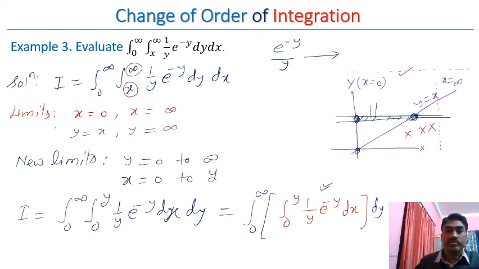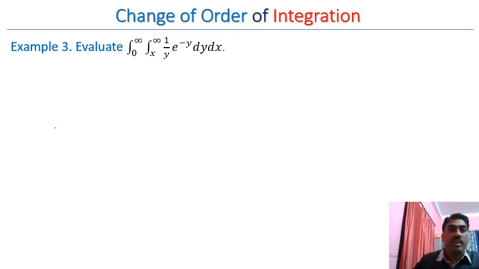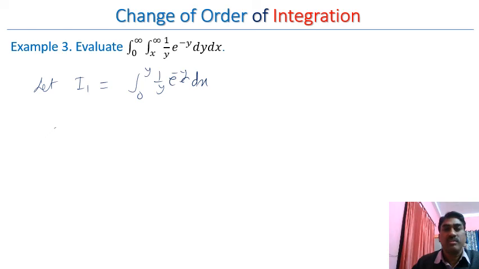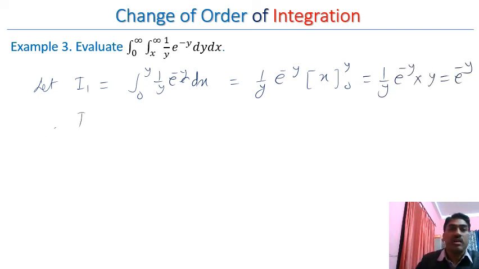Let I1 be equal to the integral from 0 to y of 1 by y e to the power minus y dx. You can see that 1 by y e to the power minus y has no role in this integral. We just get 1 by y e to the power minus y times x from 0 to y. So we will get 1 by y e to the power minus y into y, and that is e to the power minus y. So I1 becomes e to the power minus y only.